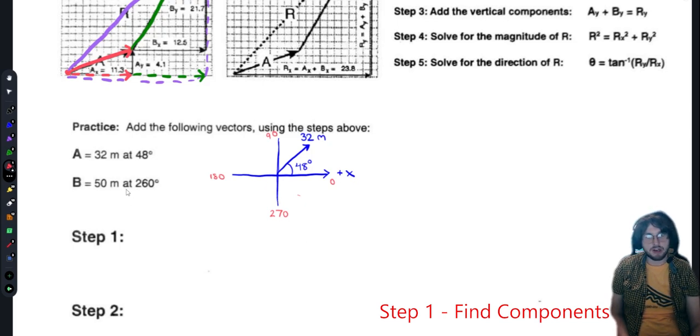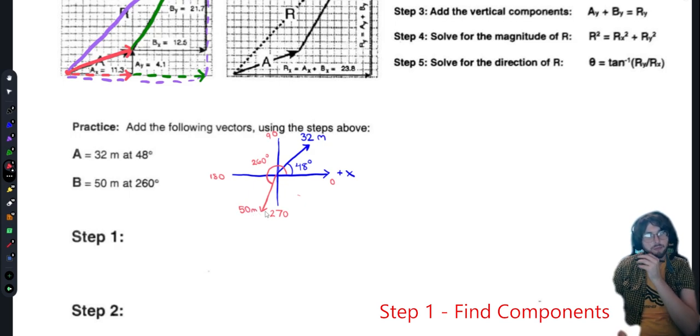So if vector B is at 260 degrees, then visually it's going to be somewhere over here, so like down and to the left. And we'll make it kind of visually longer, but really it's the numbers that matter here. So this angle would go all the way around to 260 degrees, and its magnitude is 50 meters.